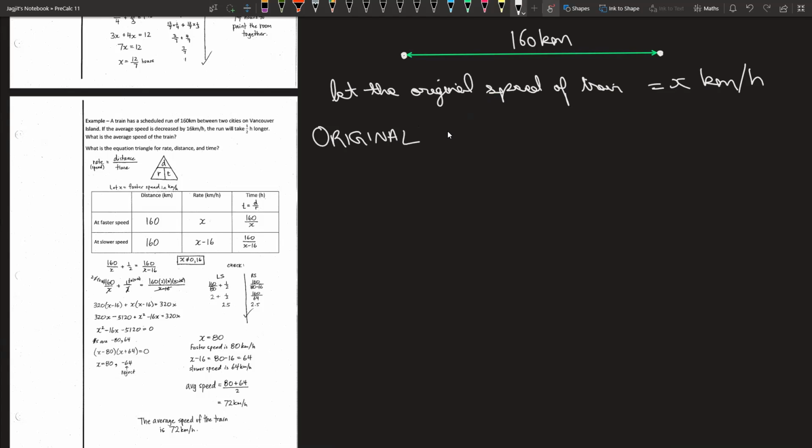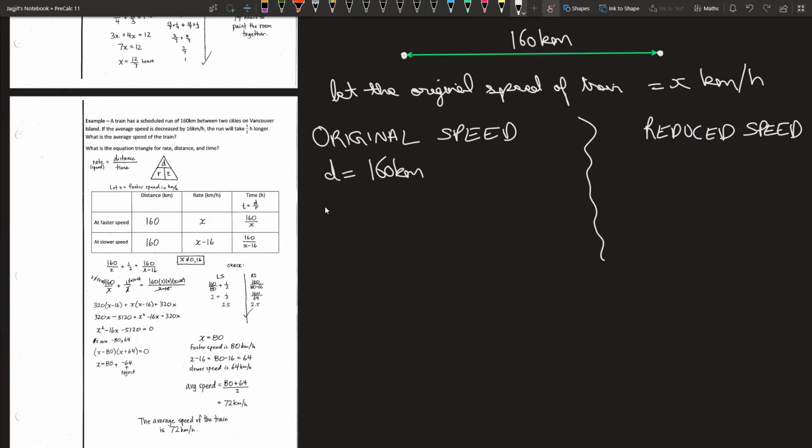Okay. So we're going to draw our case 1, which involves your train moving at original speed. And then you slow down the speed, right? So the second case is when you reduce the speed. Okay, so for the original scenario, let me draw a few things out. The distance is 160 kilometers, and your speed is x, right? We said let that be x kilometer per hour. So what's your time of original going to be? It's going to be distance over speed, which is going to be 160 divided by x. Okay, let's call it time original or time one.